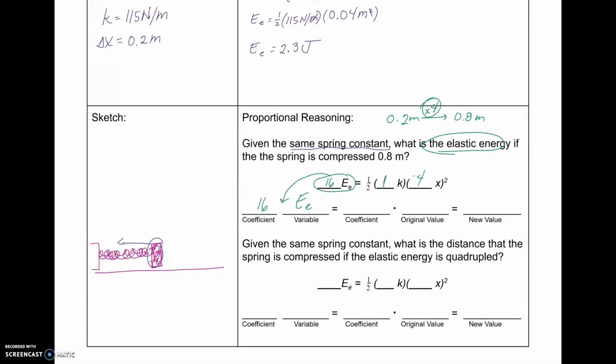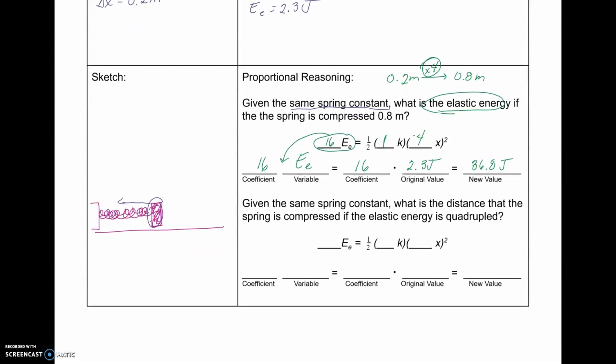So we have 4 squared times 1, which is 16. So we have 16 times EE, 16 times our original value of 2.3 joules. 2.3 times 16 gives us 36.8 joules. In the next problem, given the same spring constant, once again our spring constant is going to stay the same. What is the distance that the spring is compressed if the elastic energy is quadrupled?